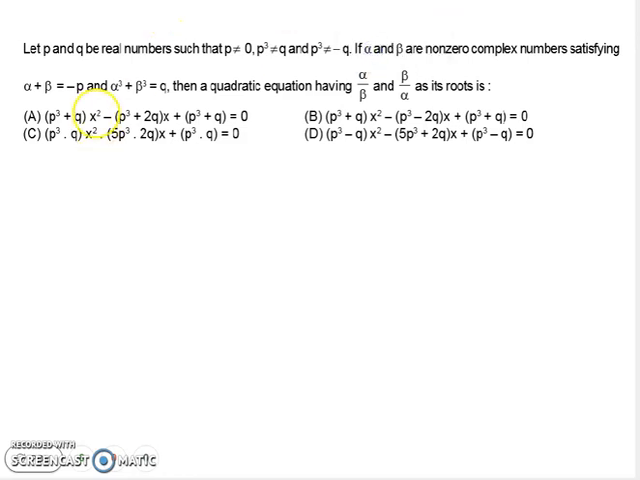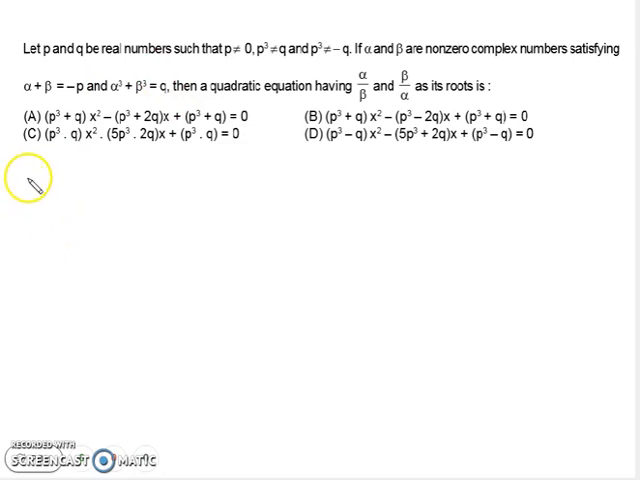So today I am going to discuss a very important question, right? According to the given information, we have to find the quadratic equation having the roots alpha by beta and beta by alpha, where alpha plus beta equals minus p and alpha cube plus beta cube equals q, guys, right?